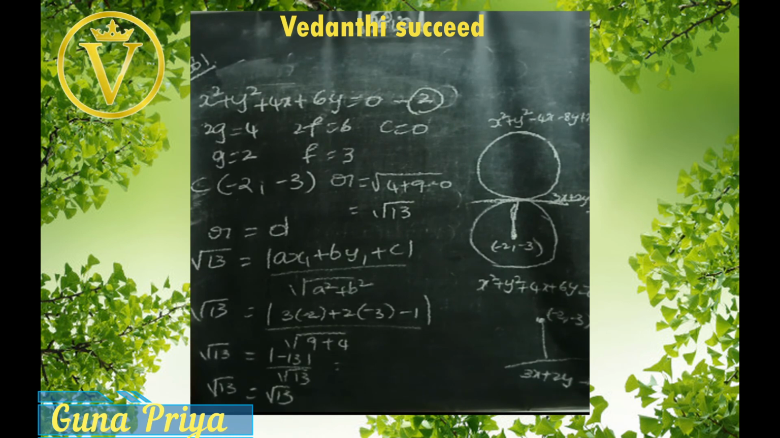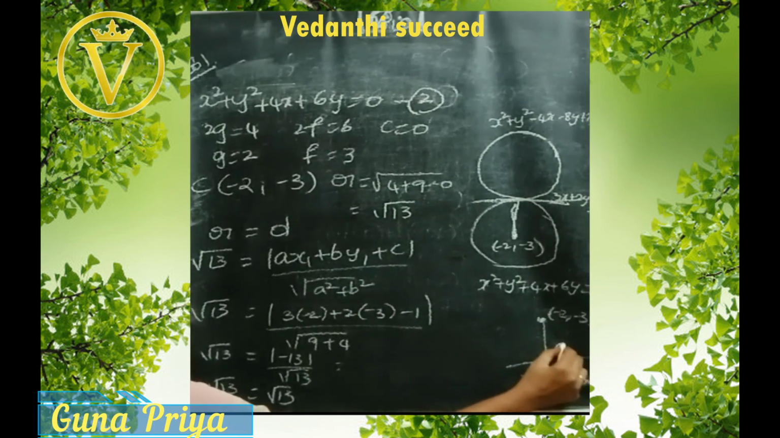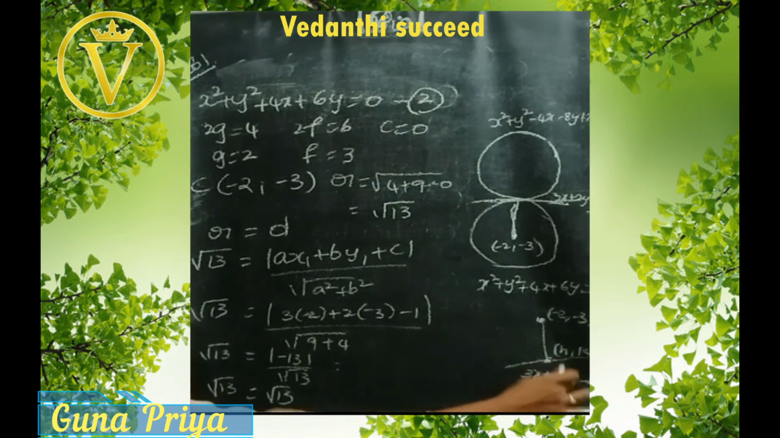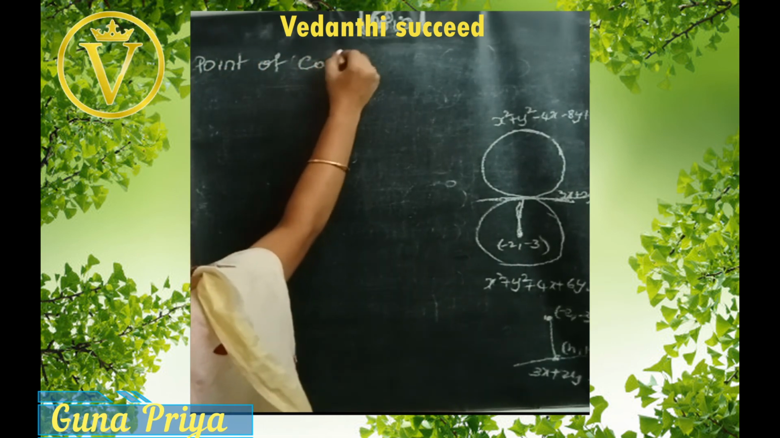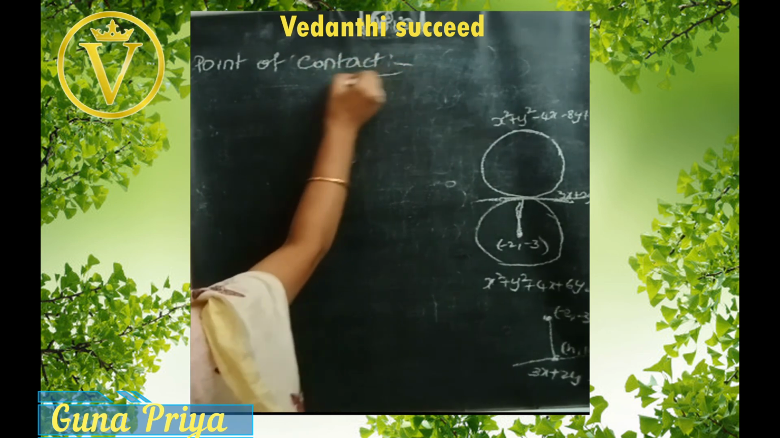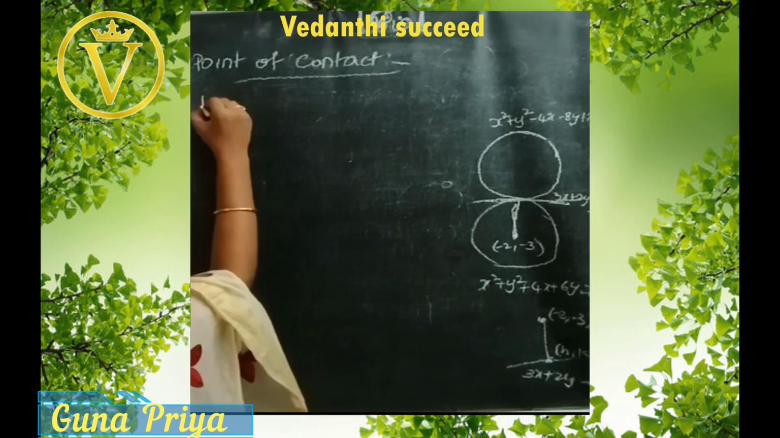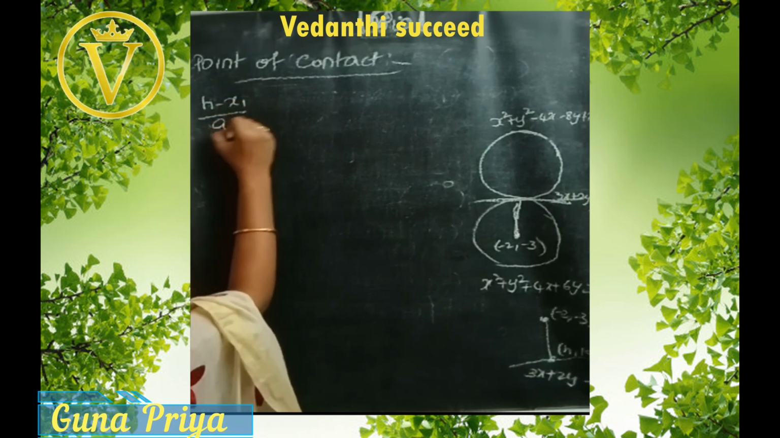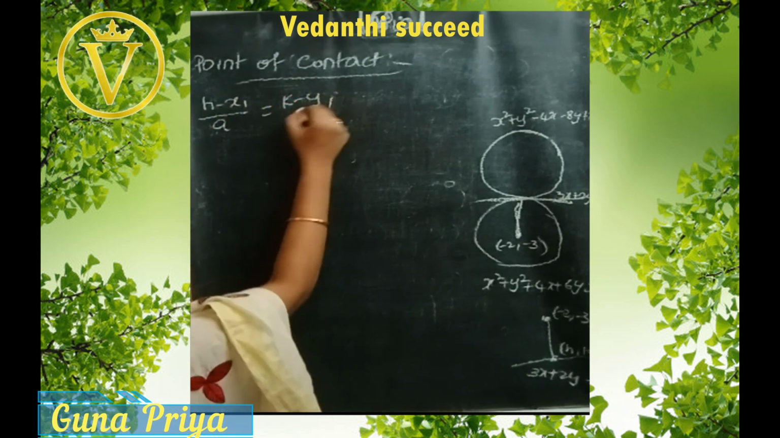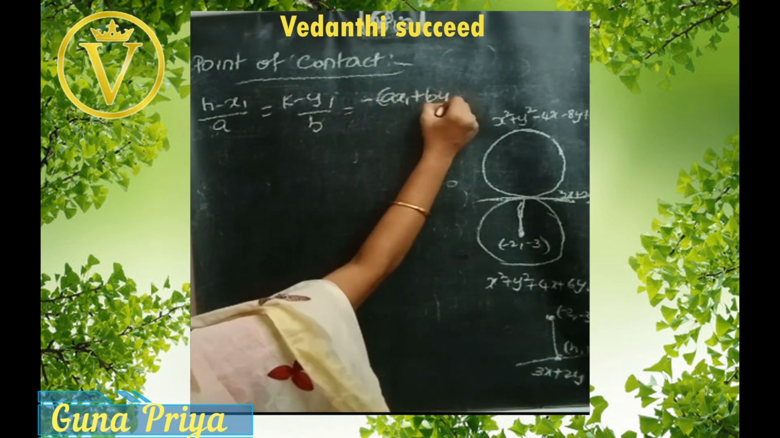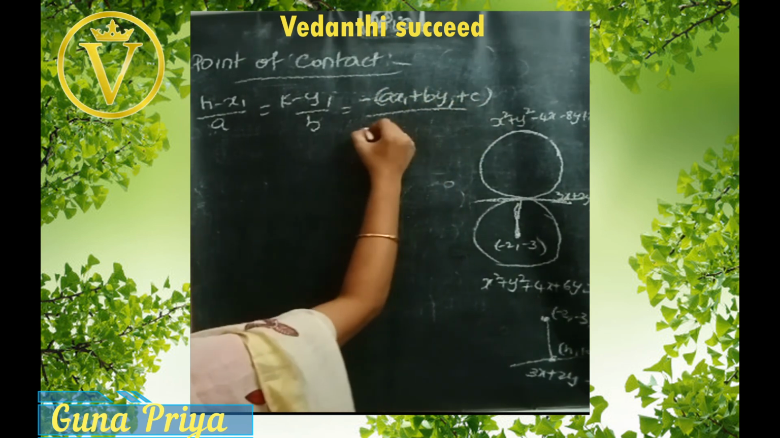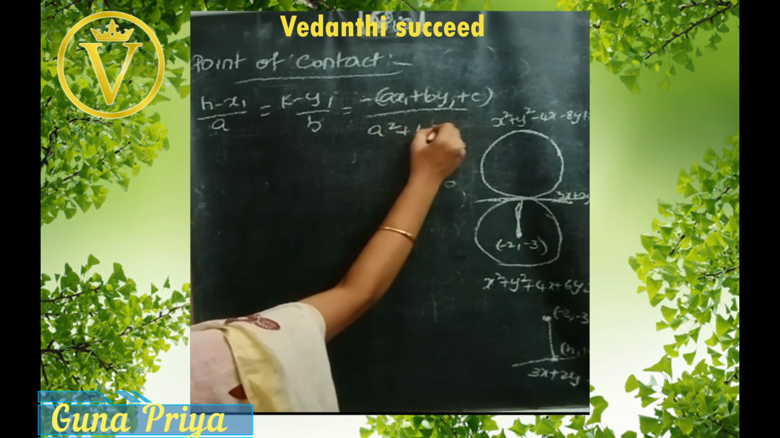Next, what do we have to prove? We have to find the point of contact, this point h comma k. So for the point of contact: (h minus x1) by a, (k minus y1) by b equals minus of (a x1 plus b y1 plus c) by (a square plus b square).